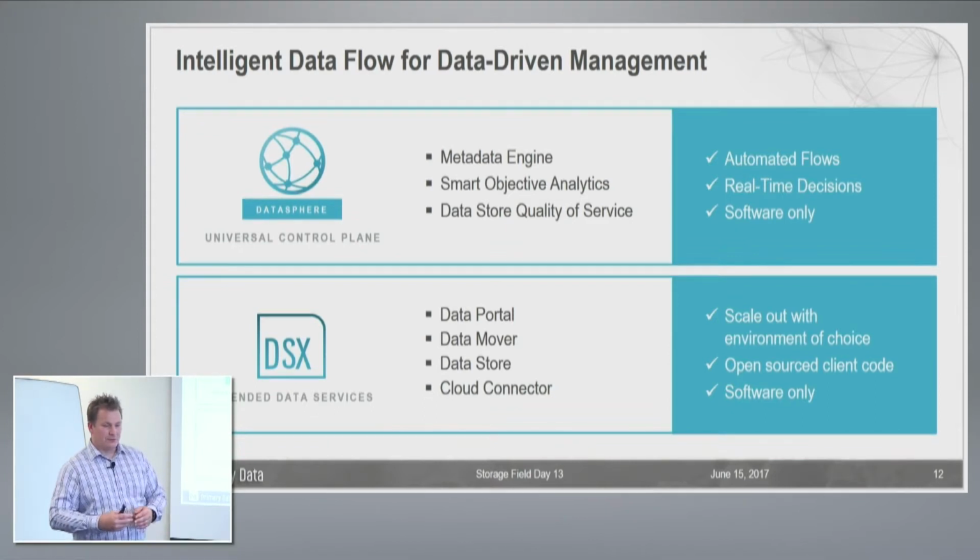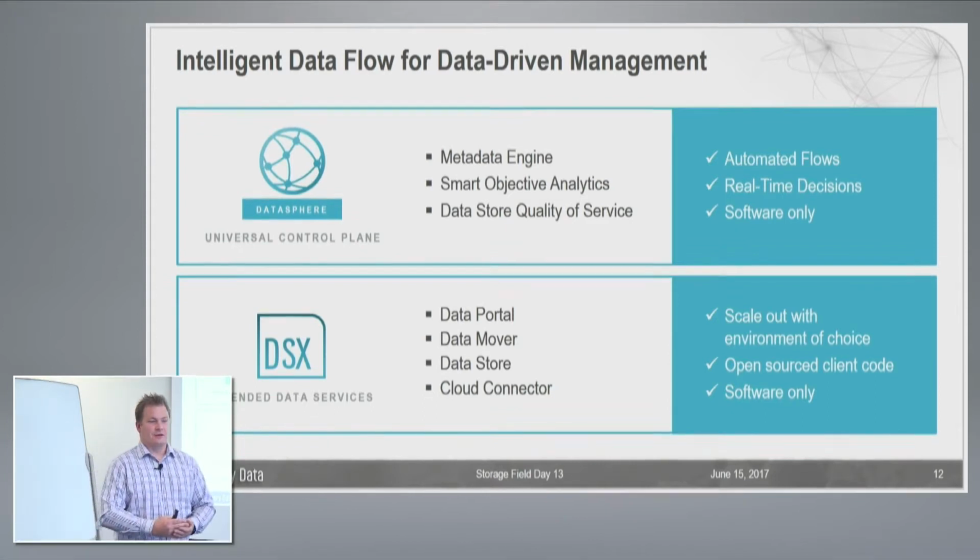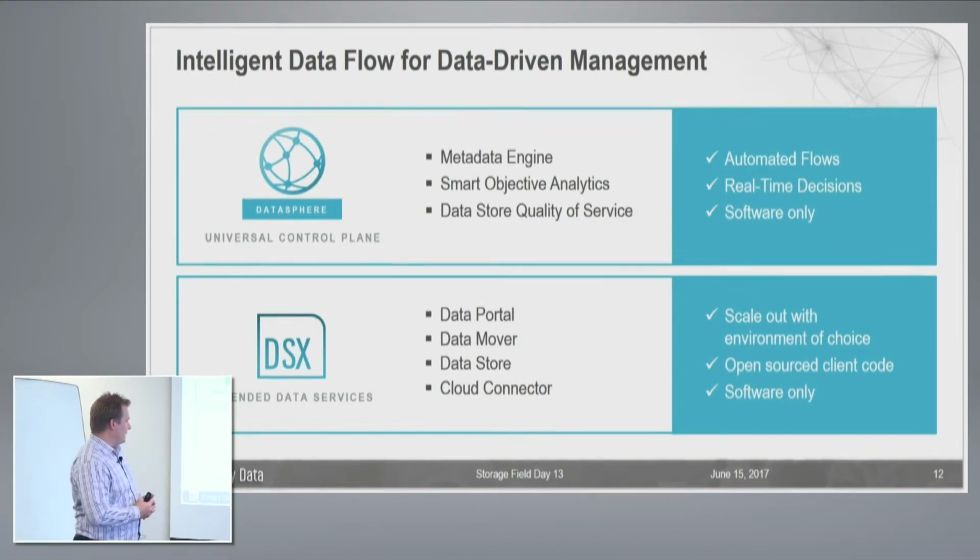So DataSphere only touches the metadata. It never ever touches data. Right? So that's something that's completely segregated between the products. DSX is the one that will touch the data. It will be in a data path when it moves files, and we'll talk about that. It will be in a data path when you move things into the cloud, when you want to move things up and back. It's a very pluggable and scalable architecture.